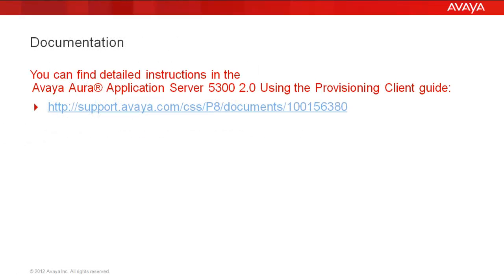We will be starting this demo with the provisioning client open. You can find detailed instructions in the Avaya Aura Application Server 5300 2.0 using the provisioning client guide at the link shown. Now let's get started.